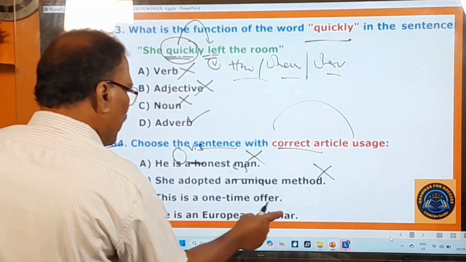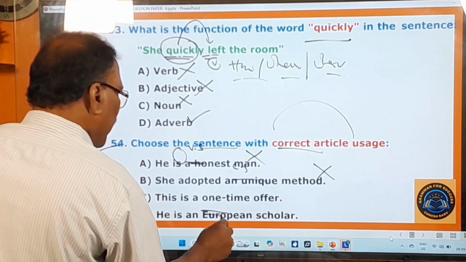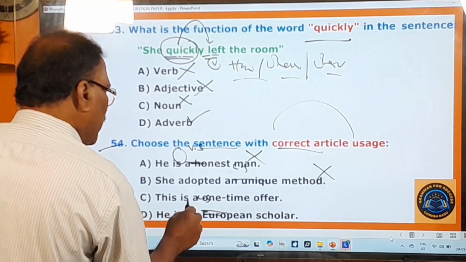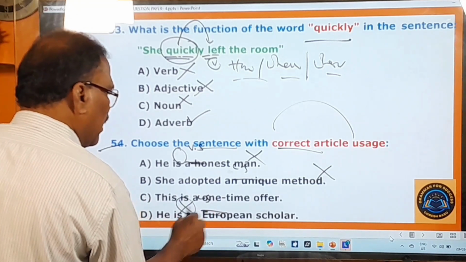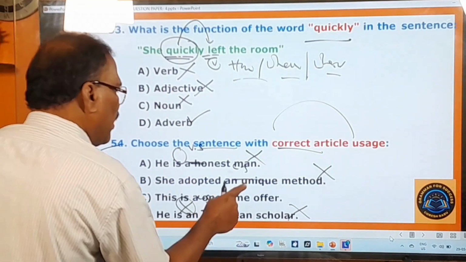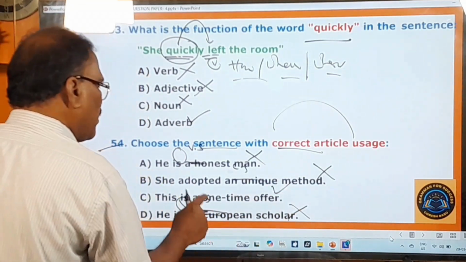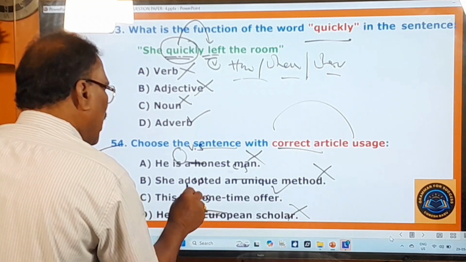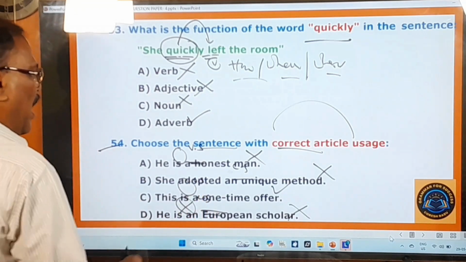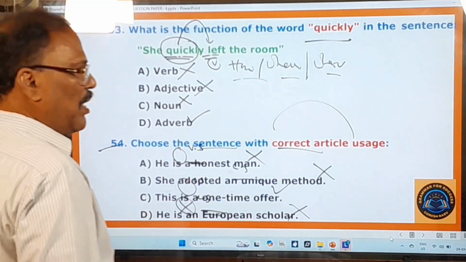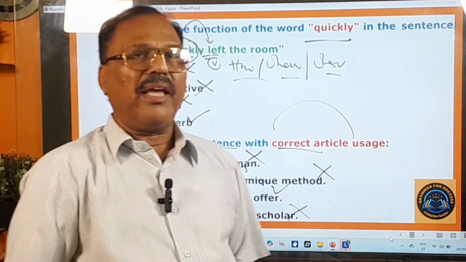He is an European scholar. So here this European is beginning with a consonantal sound. Okay, and a should be used here, but an is used here unnecessarily. Therefore, this is wrong. And you go to the third sentence. This is a one-time offer. This is the right one, because one time is beginning with what? A consonantal sound, and therefore a must be used, and a is used here, and therefore this C1 is the right one. You know very well about the use of a and an.